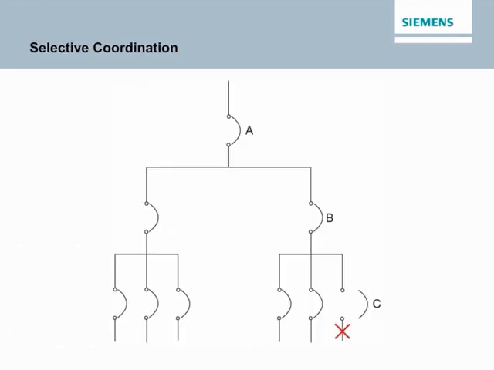Selective coordination is the application of circuit protective devices in series such that, when a fault occurs, only the device nearest the fault opens. The rest of the devices remain closed, leaving other circuits unaffected. In the example shown here, a short circuit has occurred in the circuit fed by branch circuit breaker C. Power is interrupted to equipment supplied by circuit breaker C only. All other circuits remain unaffected.